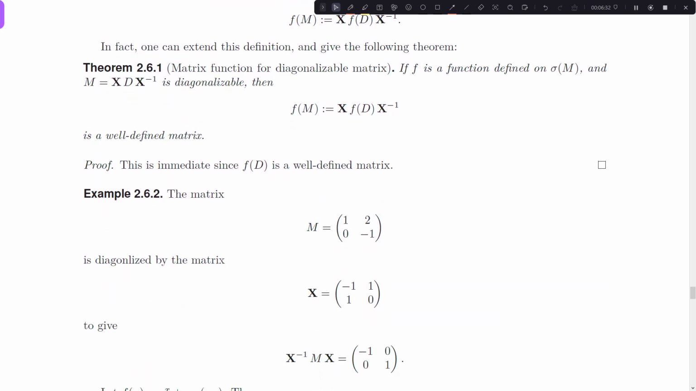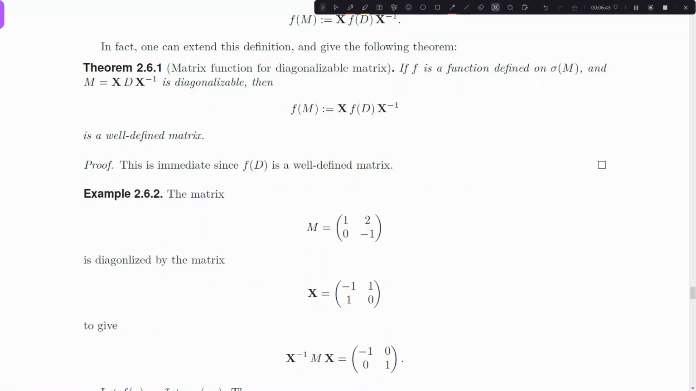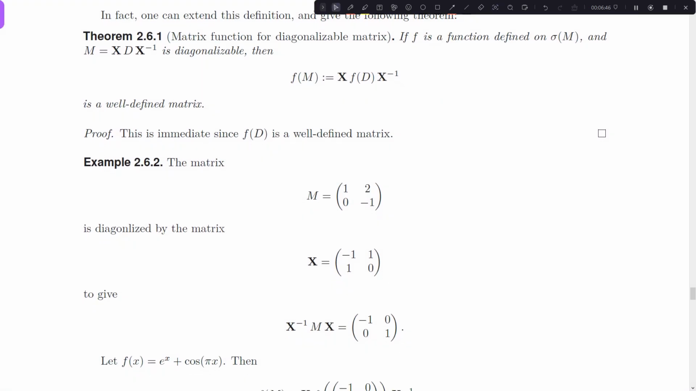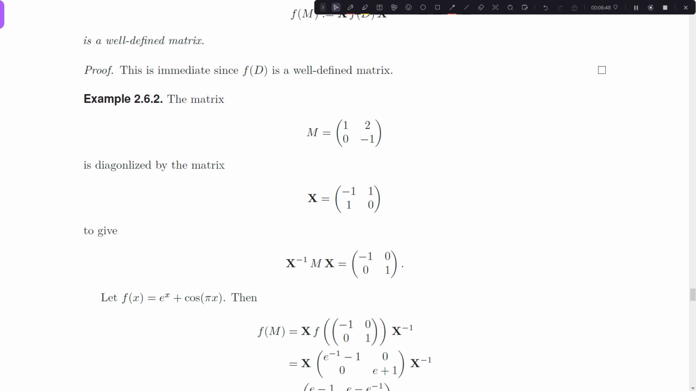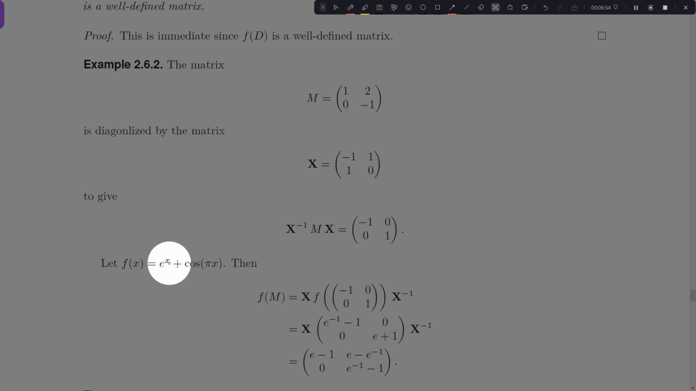This is the diagonalizable matrix we saw in the last section, 1, 2, 0, -1, and we can construct capital X from that, which diagonalizes M to -1 and 1. And so let's just grab a nice function that we know how to define on -1 and 1. Maybe we grab this e to the x plus cosine pi x. It's a perfectly well-defined function. We're going to find out that f on the matrix M is exactly f on the diagonal matrix, which we can compute literally as f on each diagonal entry. And we get f on the diagonal entries.